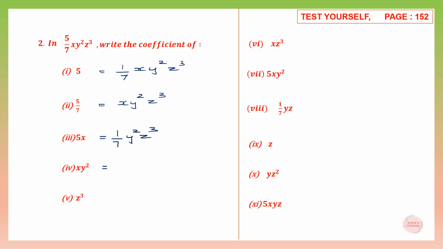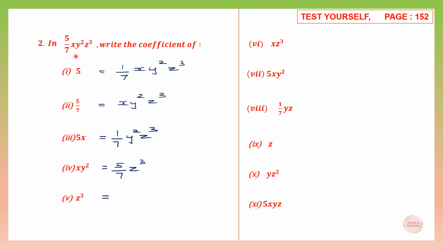Next one, we have to leave out x y square. So let's write the question again. 5 by 7 x y square z cube. Now we have to leave out x y square. So let's remove x and y square. So what is left is 5 by 7 z cube. So that is the coefficient of this. So let's remove this.